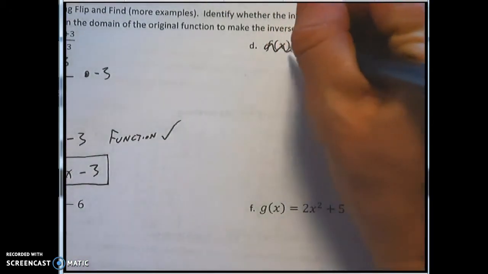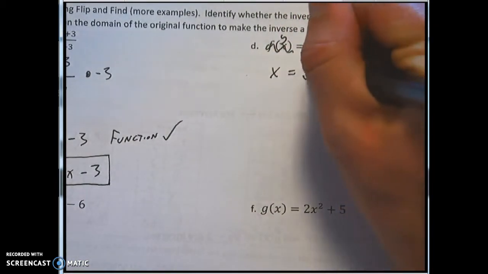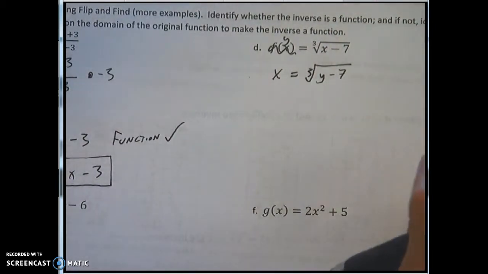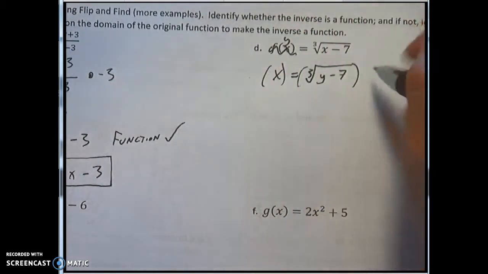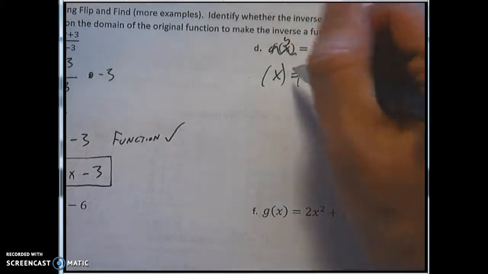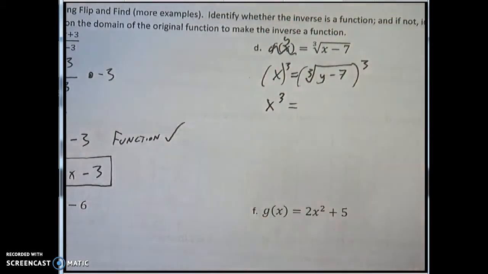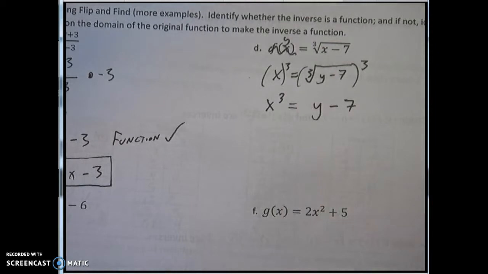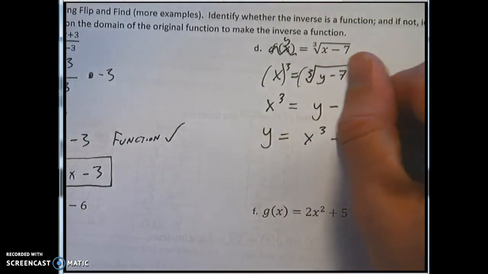So I'm going to change that function symbol into a y, and then I'm going to exchange the x's and y's. X equals the cube root of y minus 7. The first thing I want to do is get rid of that cube root. Now, the inverse of a cube root is simply a cube. So I'm going to cube both sides, which gives me x cubed equals y minus 7, because the cube and the cube root cancel each other out. Now I'm going to add 7 to both sides, so y equals x cubed plus 7.